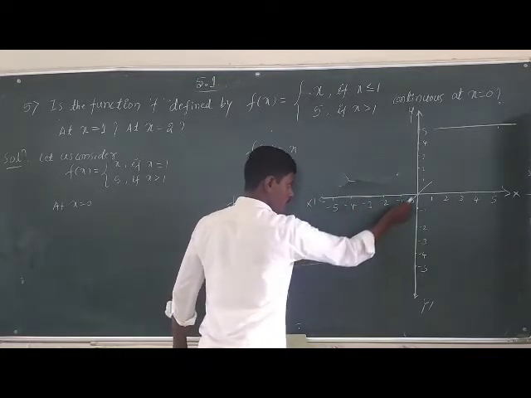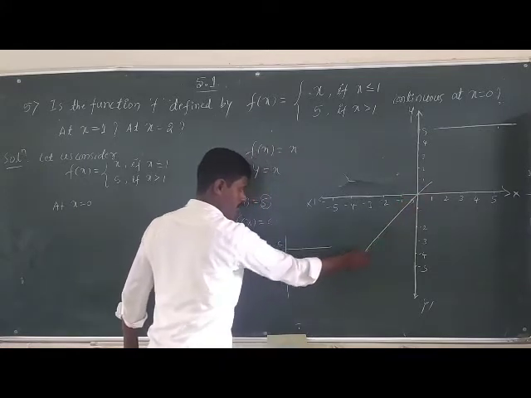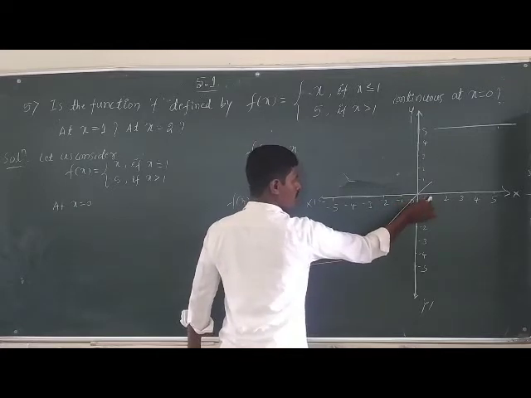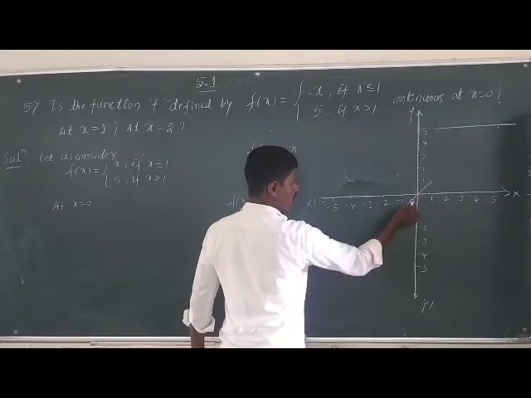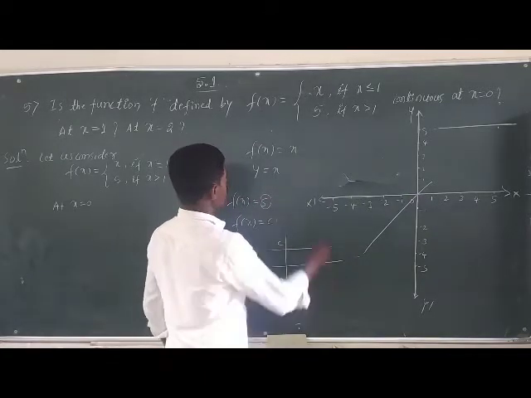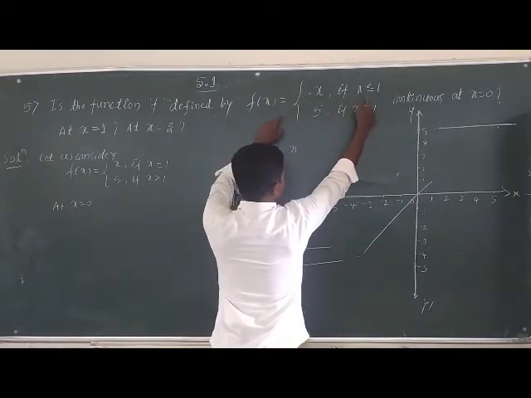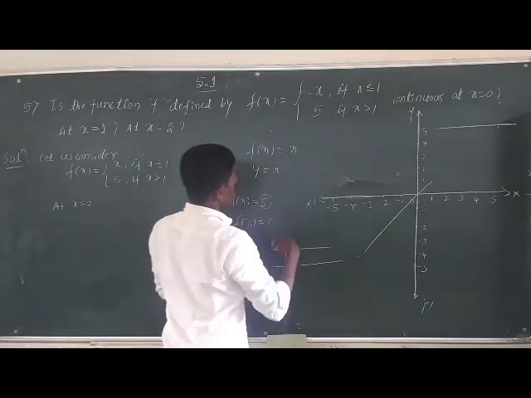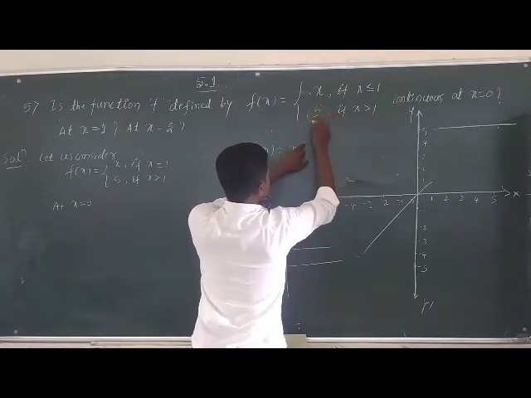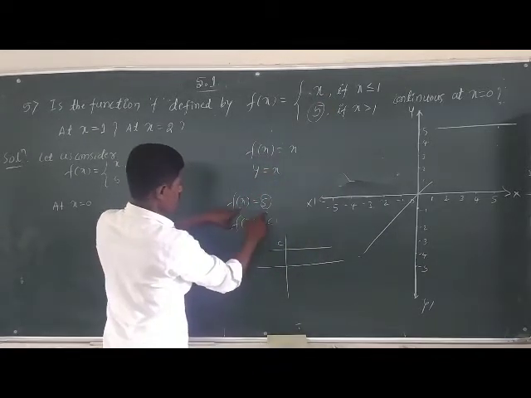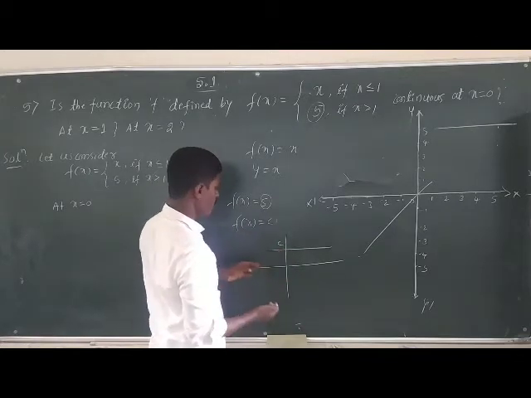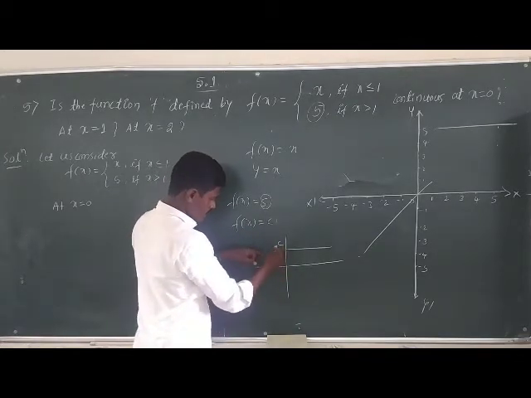So likewise, you get the identity function for the values of x less than 1, and you get the graph like this. This is the identity function when x is less than or equal to 1. And what happens when the value of x is greater than 1? It is a constant here. See here, f of x is equal to 5. It is in the form f of x is equal to c. You are already familiar with the constant function. This is a constant function.